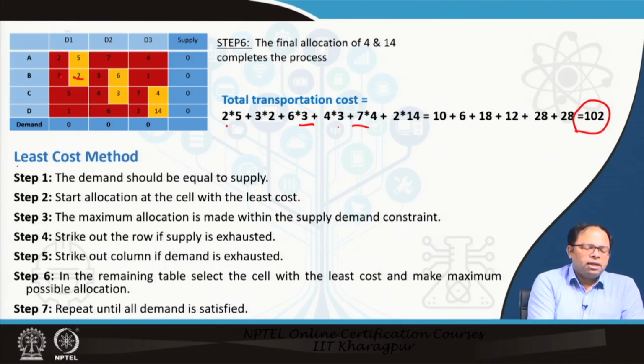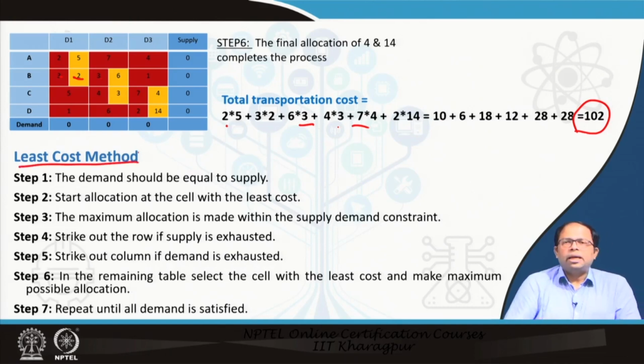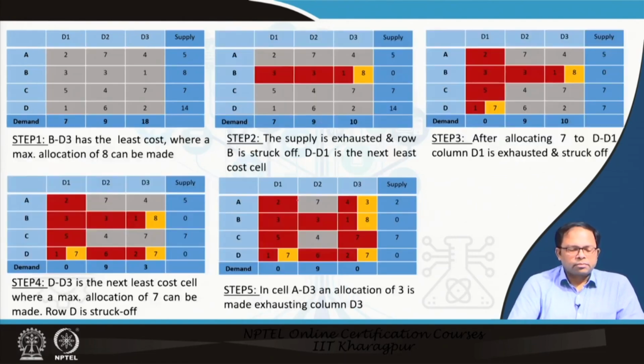Now looking into the least cost method, it is almost the same as the northwest corner method. The only difference is again the demand should be equal to supply, and when we do the allocation, we start the allocation at the cell which has the least cost. Everything else more or less remains the same. So let's look at the problem. We take the same problem.